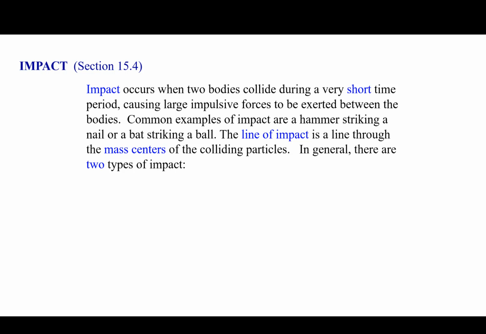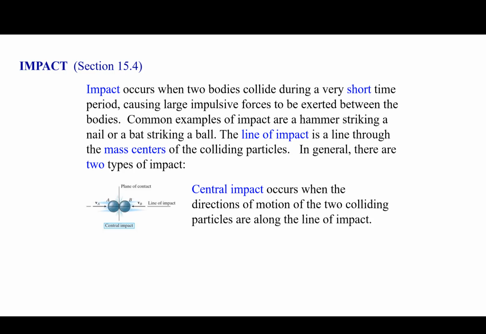Think about that diagram where I showed you that the magnitude of the impulse is the same, but if it's a really short time, the forces are high. If it's a longer time, the forces are lower. So we want to do that. Common examples are a hammer striking a nail, a bat striking a ball, but we also want to look at where the line of impact is, and we're talking about through the mass centers, and we get two types of impact.